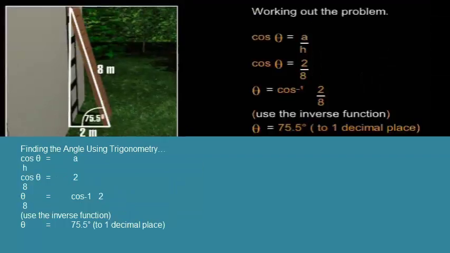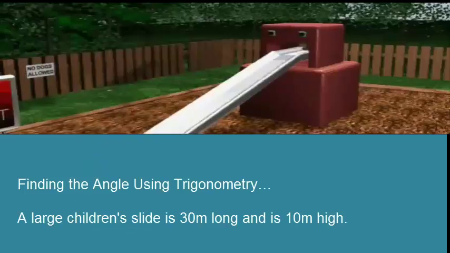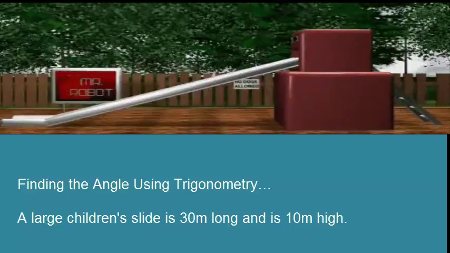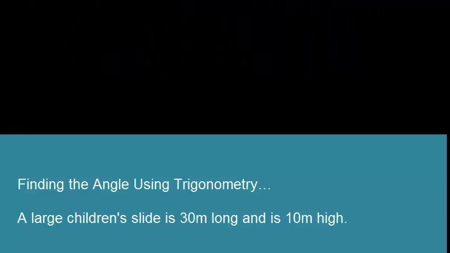Cos theta equals a over h. Cos theta is equal to 2 over 8. Theta equals inverse cos of 2 over 8. Theta equals 75.5 degrees.